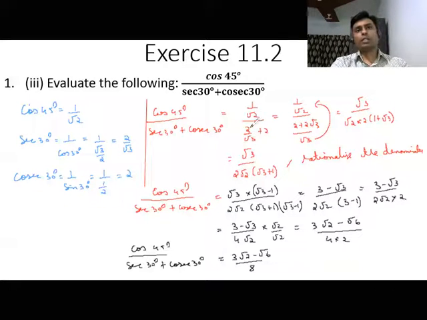Substitute. 1 by root 2 divided by 2 root 3 plus 2. Take LCM. You will get 1 by root 2 divided by 2 plus 2 root 3 by root 3. Root 3 will go on top. You will end up with root 3 divided by 2 root 2 into root 3 plus 1. 2 is common here, so you can take it out. Now rationalize denominator, which means multiply by root 3 minus 1 divided by root 3 minus 1.